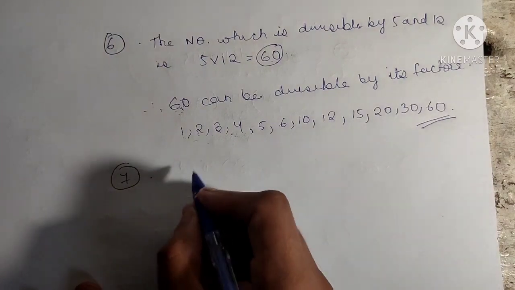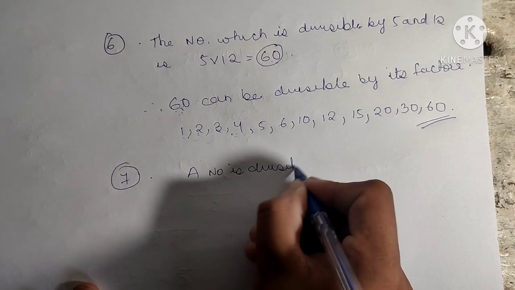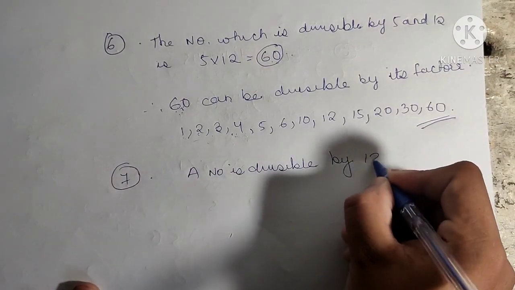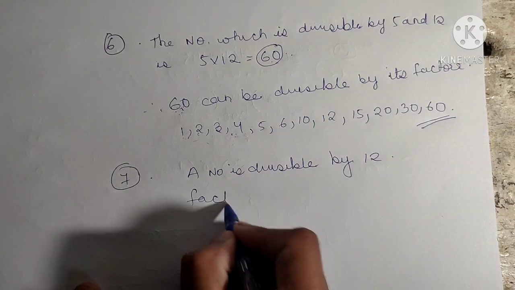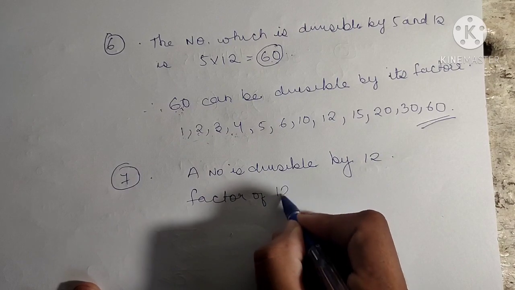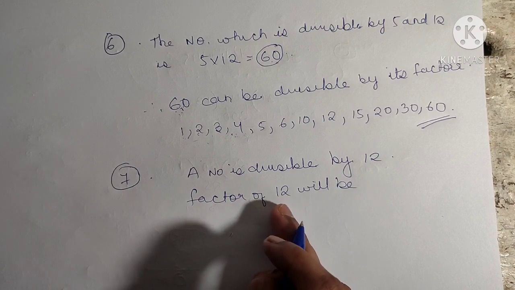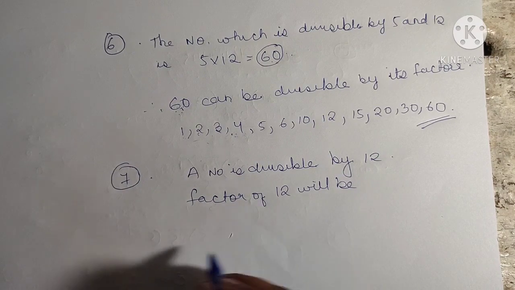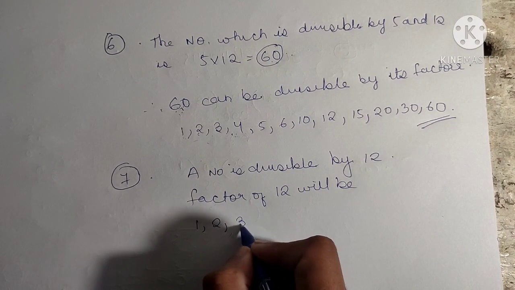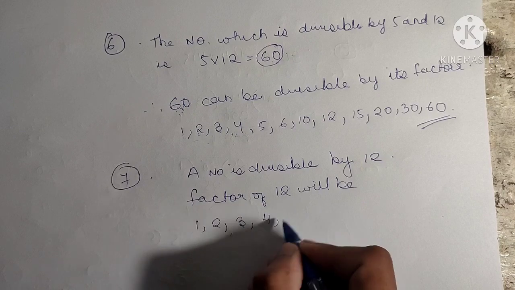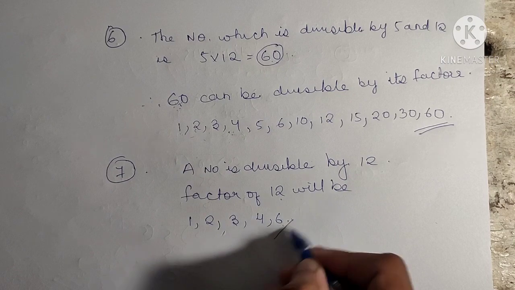So the question is saying a number is divisible by 12. That means what we can do here is find the factors of 12, and then we can come to know by which other number this 12 is divisible. So what will be the factors of 12? 1, 2, 3 and 6. 4 also, sorry, 4 and 6. So 1, 2, 3, 4 and 6. These numbers will divide 12 and they will be the factors.